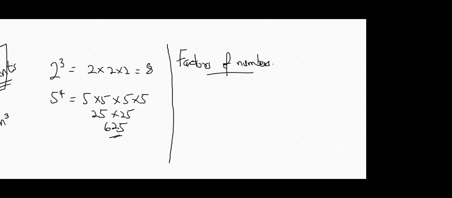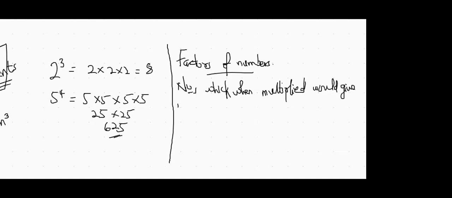All right. So please, what are factors of numbers? Factors of numbers are simply the numbers which, when multiplied, would give or result in a given number.